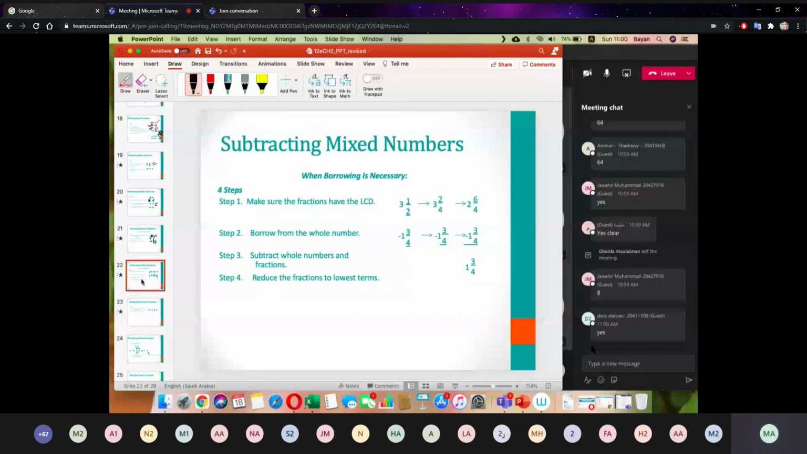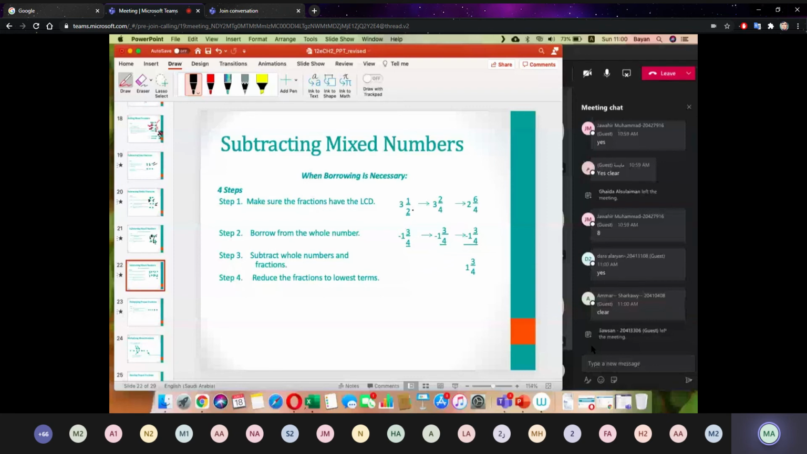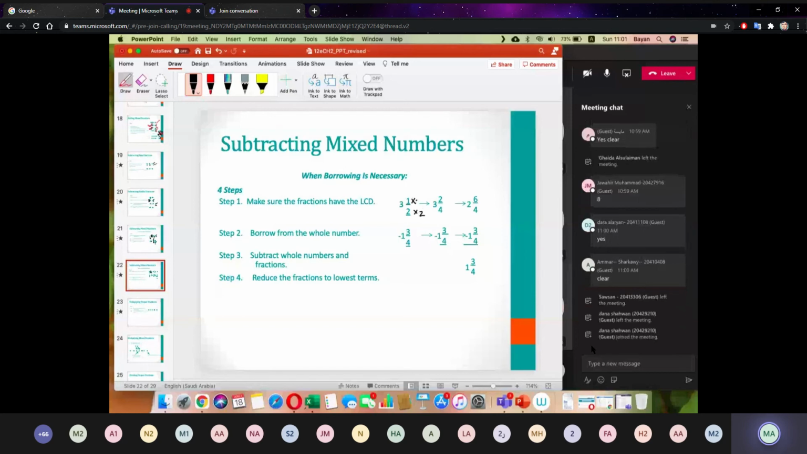Here is subtracting mixed numbers. Here we're gonna borrow. We have 3 with 1 over 2 minus 1 with 3 over 4. What should we do here? The common denominator will be 4 because here we have 2, here we have 4. We can make this 2 become 4. So we multiply 2 by 2. And here we have 1 by 2. So we have 3 with 2 over 4 minus 1 with 3 over 4.